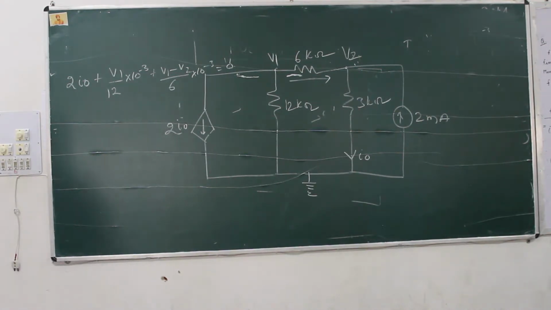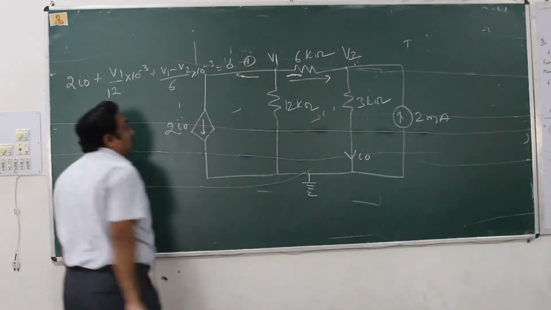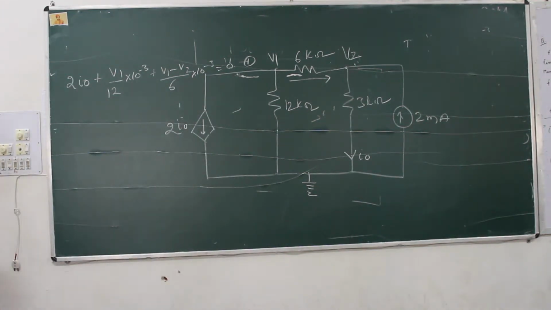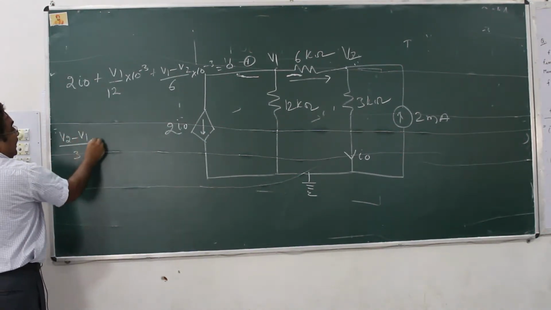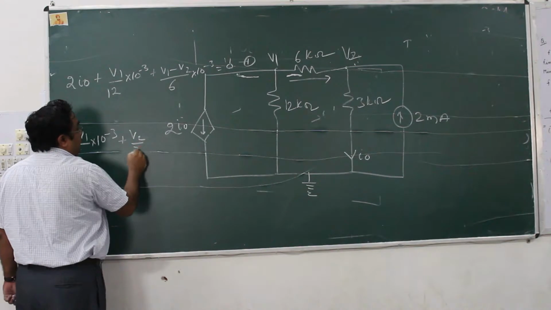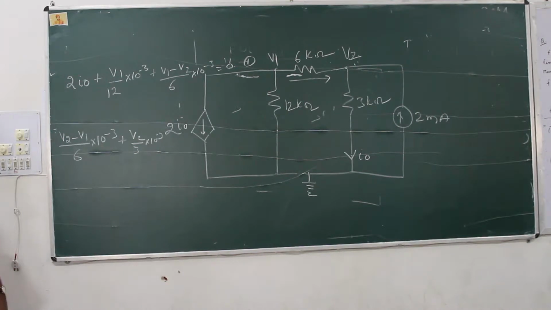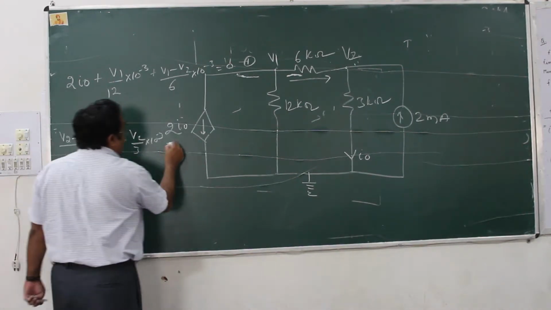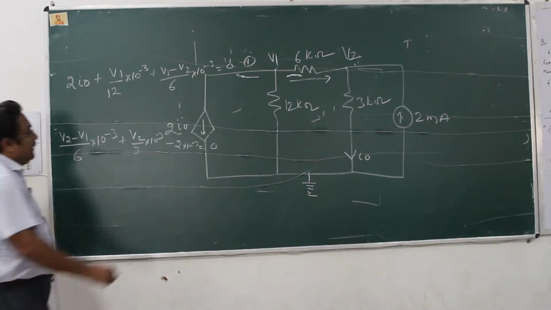Okay, so now what else? Let it be equation 1. What else? Write down the KCL equation at node 2. (V2 minus V1) upon 3 into 10 raised to power minus 3, plus V2 upon 6 into 10 raised to power minus 3, plus V2 upon 3 into 10 raised to power minus 3, and this being an independent source having value 2 milliampere flowing inwards, therefore it will be minus 2 into 10 raised to power minus 3, equal to 0. So I think there is no problem in equation number 2.